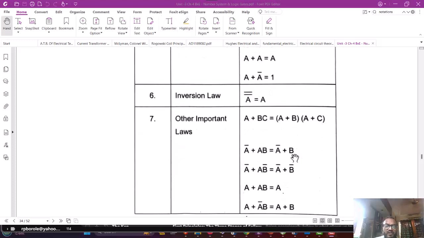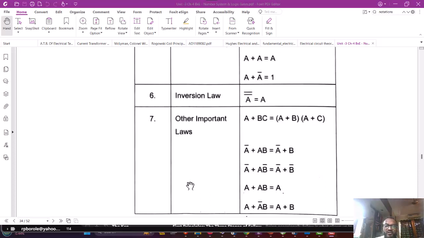The inversion law, that is the complement law. The complement of the complement of A is the same variable A again. It means if you perform the NOT operation on the variable two times, then the variable will not change. So the complement of the complement is the same number.